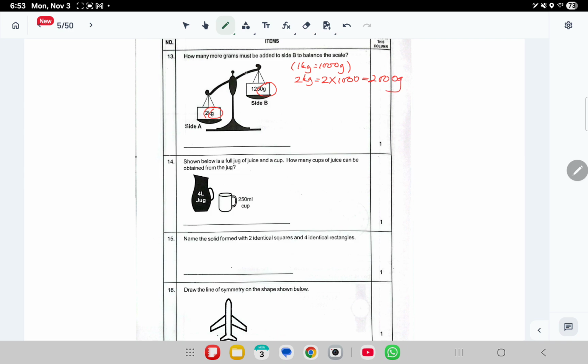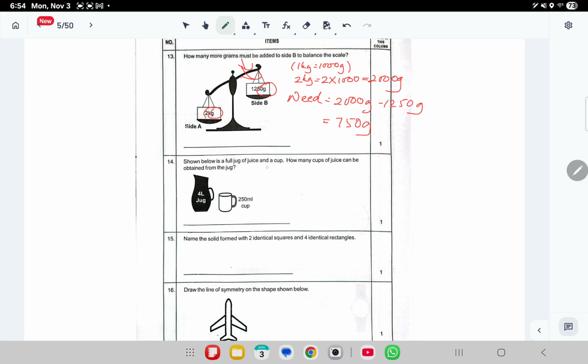To find out how much more needs to be added to make the scale balanced, all we need to do is subtract. So 2,000 grams, take away the 1,250 grams, and that will give us 750 grams. So you need to add 750 grams here to make both sides 2 kilograms.